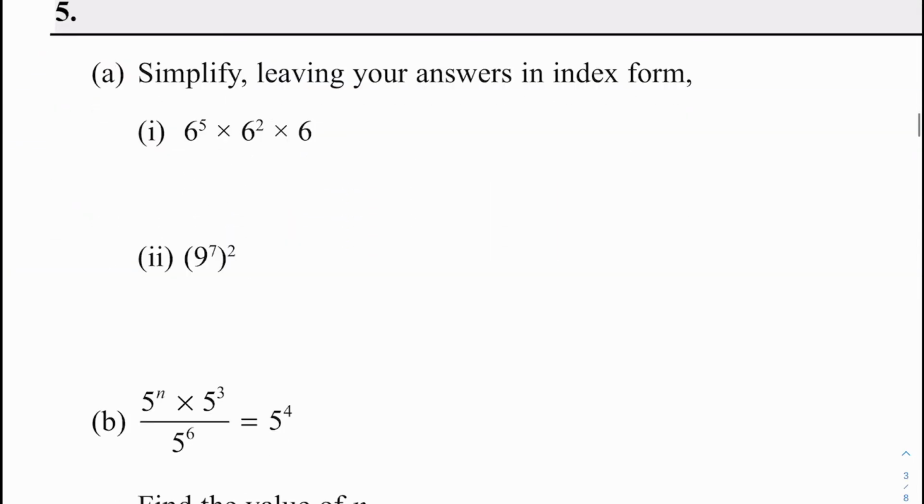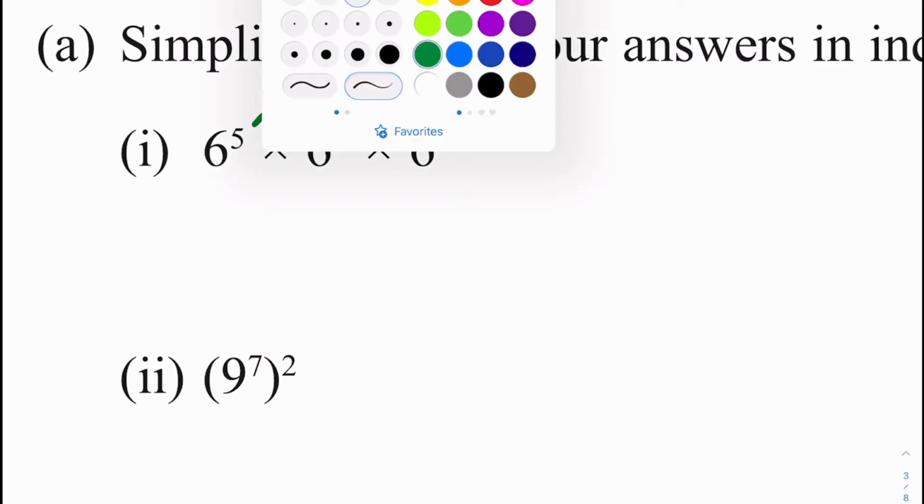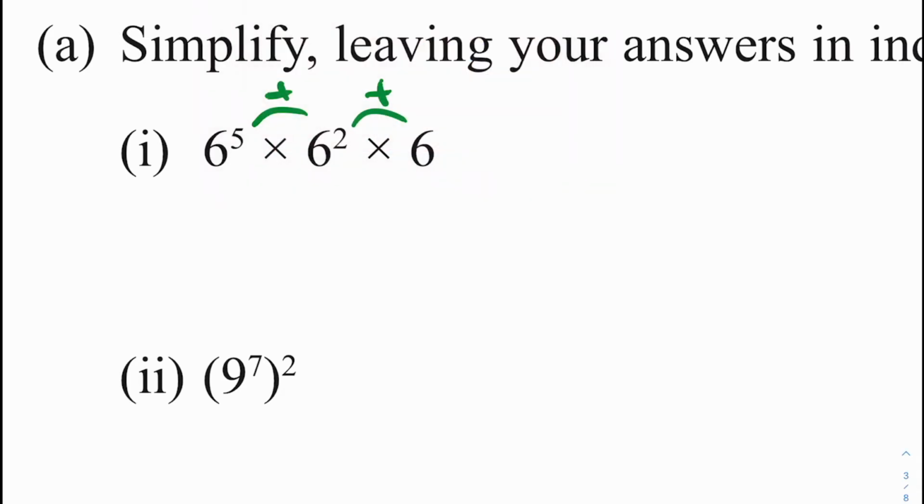Right, moving on to question 5a part 1. We need to simplify our answers in index form. So again, it's just the addition rule, but there's three terms we need to apply it to here. So we get 6 to the power of 5 plus 2 plus 1. So always remember that even though there's no power on this 6, that is just a 1. It's 6 to the power of 1. So this is equal to 6 to the power of 5 plus 2 plus 1, which is 8.